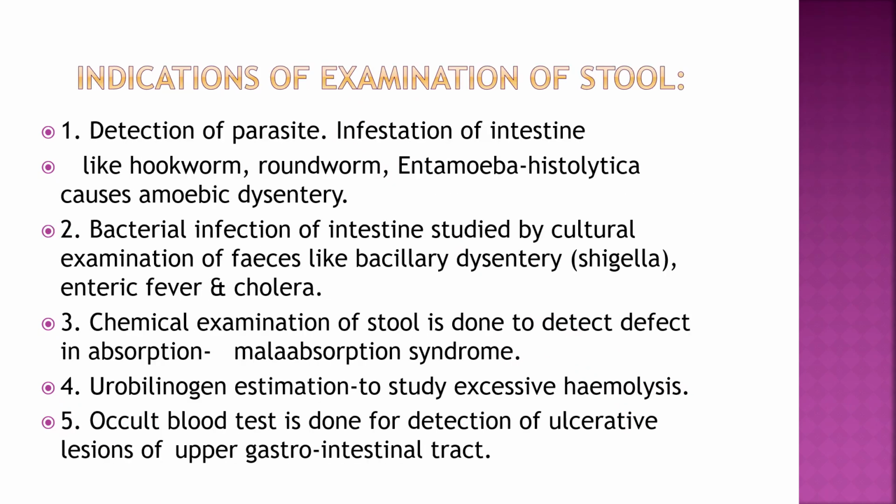So indications of examination of stool, usually for the detection of parasites like hookworm, roundworm, Entamoeba histolytica, which causes amoebic dysentery, or bacterial infection like bacillary dysentery or diarrhea in enteric fever, cholera, or for the malabsorption syndrome, or to see excessive hemolysis, we can do stool urobilinogen test, or any bleeding in gastrointestinal tract, you can see by doing occult blood test.